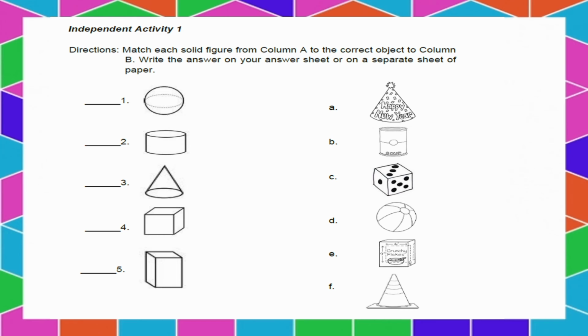Are you done? Okay, let us check. For number 1, the answer is letter D. Number 2, we have letter B. Number 3, letter F. Number 4, we have letter C. And number 5, we have letter E. Okay, count the number of the correct answers. If you got 4 or 5, good job, because you passed this activity.